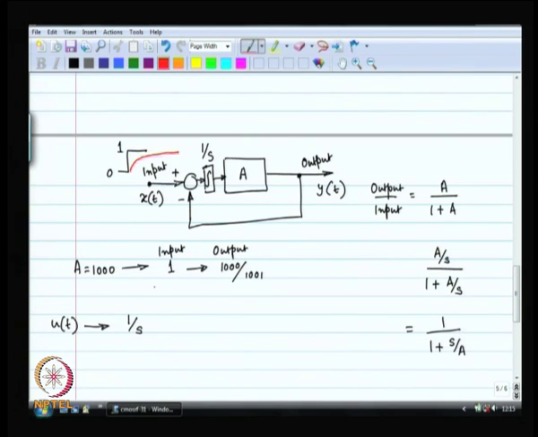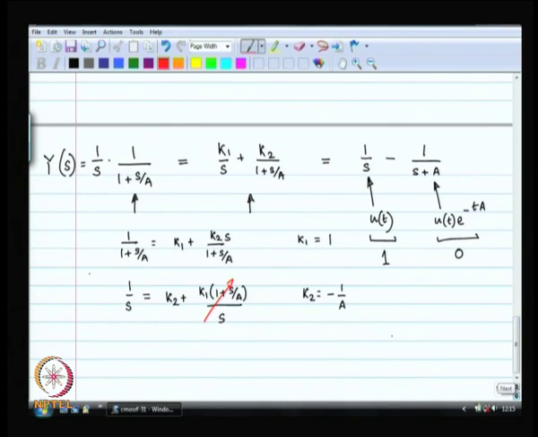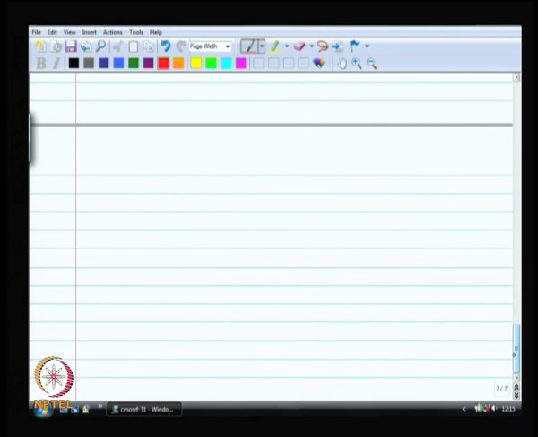Now, if my input is not 1 by s, if my input is unfortunately 1 by s squared, that is a ramp, right, then what you are going to find is that a position control system will give you an offset. Let us just check for that. If your input X of s is equal to 1 by s squared, then the output is going to be equal to 1 by s squared times 1 by 1 plus s by a.